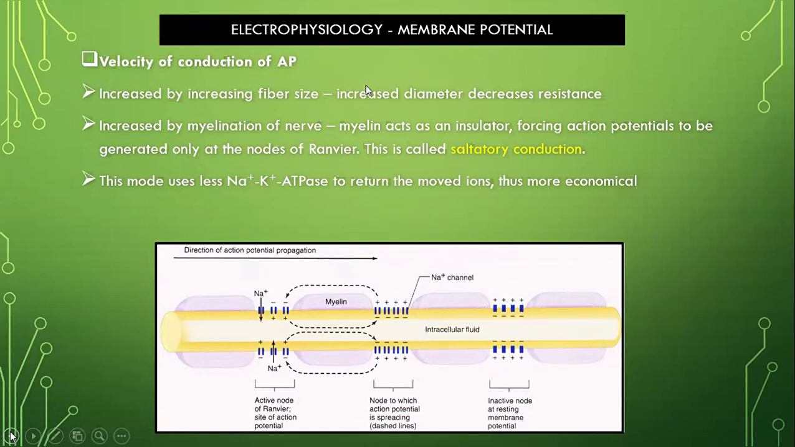And it's also increasing the size of the fiber. The propagation is increased with the increase in the diameter, because there is a decrease in resistance increased by myelination of nerve. Because myelin acts as an insulator, forcing the action potentials to be generated only at the nodes of Ranvier. So this is called saltatory conduction. This mode uses less sodium potassium ATPase to return the moved ions. Thus, this is more economical, the saltatory conduction.